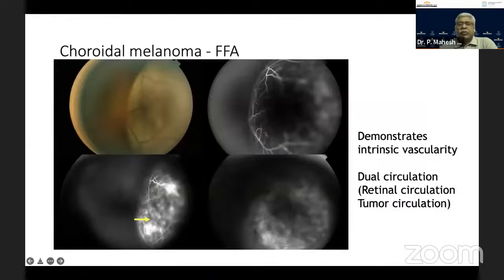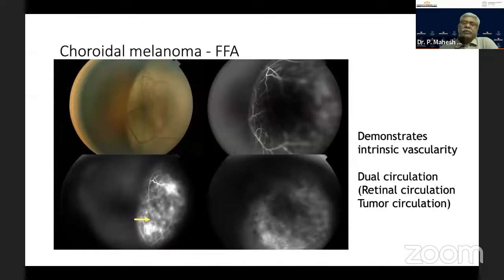Moving on to choroidal melanoma, there is nothing specific about choroidal melanoma except for the fact that it sometimes may show what we call a double circulation. Double circulation is the simultaneous filling of the overlying retinal vessels and the underlying tumor feeder vessels. Once again, the dye fills in very rapidly because it's connected to the choroidal circulation.